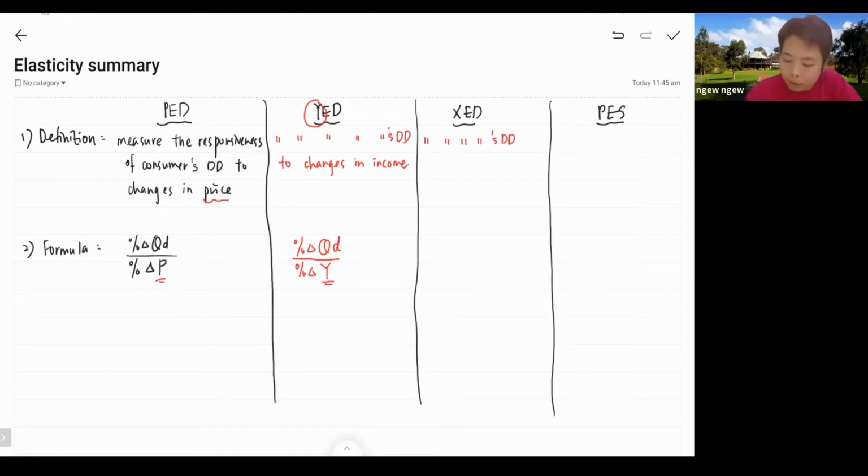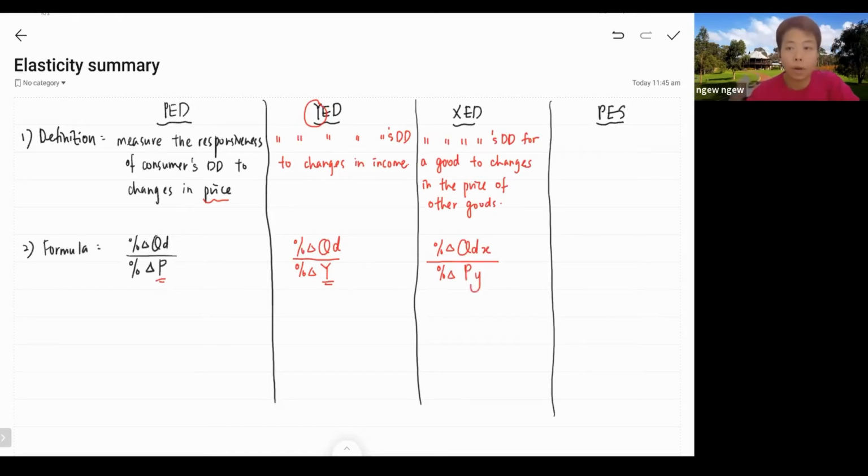Likewise, XED is used to measure the responsiveness of consumers' demand. This time around is a bit special: for a good, to changes in the price of other goods, because cross is relating to different products. So the formula is basically the same, but QD for X over changes in the price of Y, two different goods.